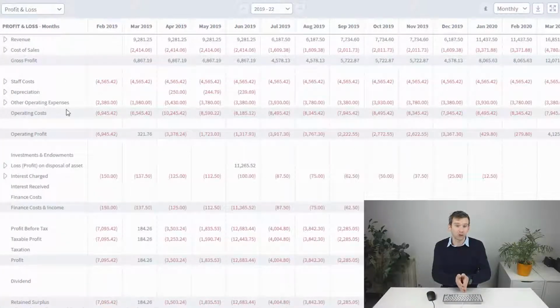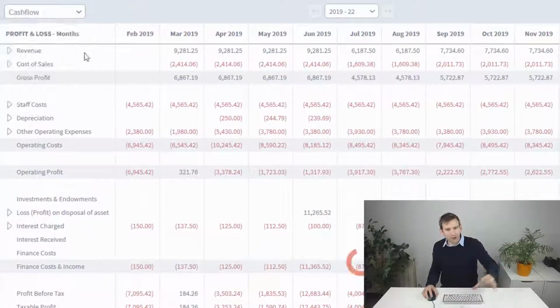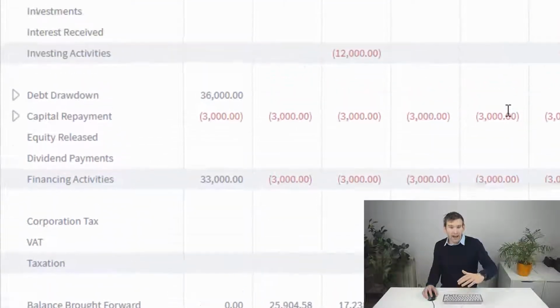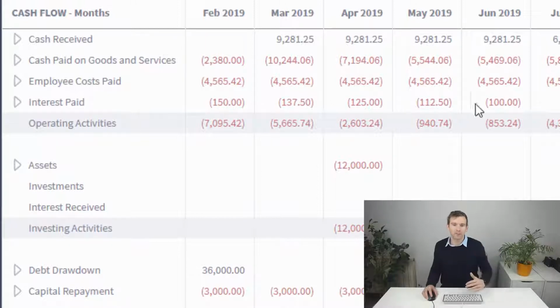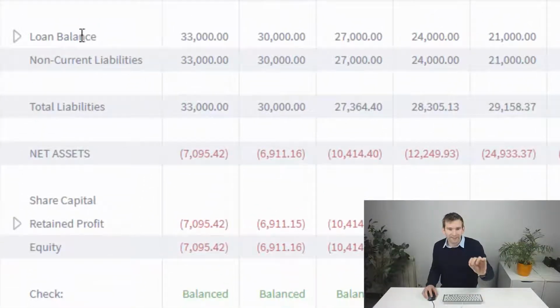Now, in your reports, you can see the cost of the loan on the profit and loss in the interest charged line. Going over to the cash flow, you'll see all the cash movements involved in this loan. So that will be the initial loan drawdown you receive, as well as both the capital repayments each month and the interest payments up here. Finally, the balance sheet shows you the outstanding loan balance, so you'll know how much you still owe at different points in time.